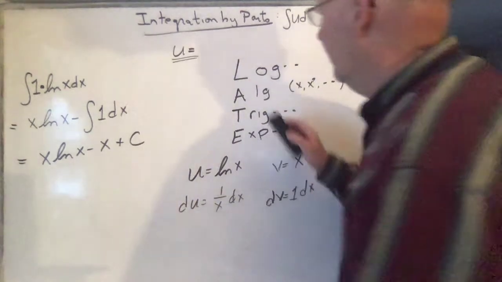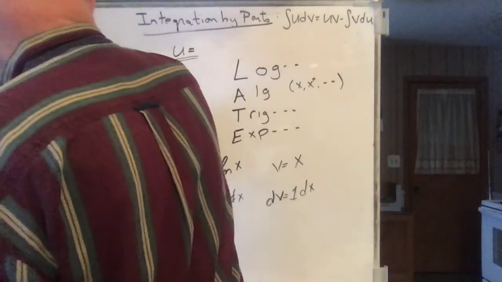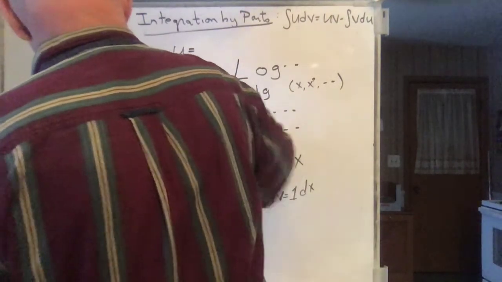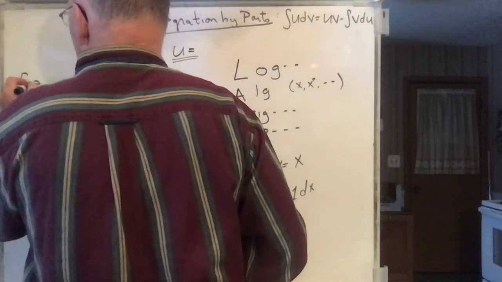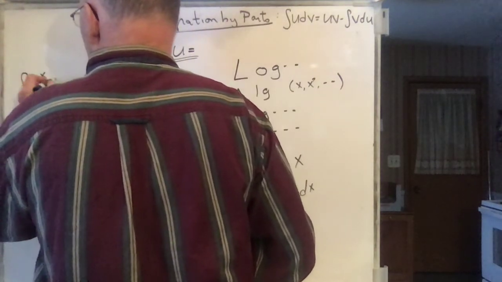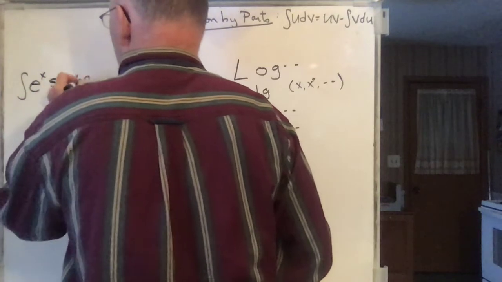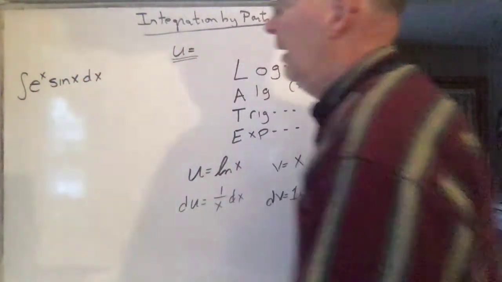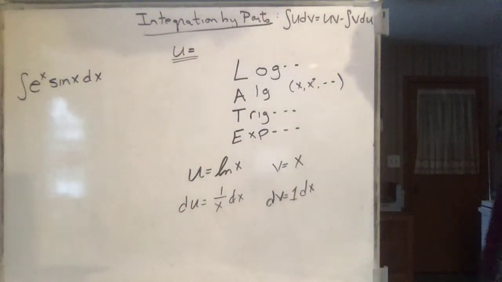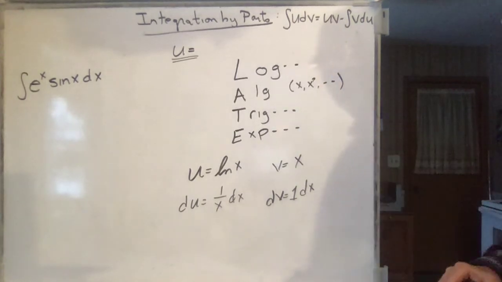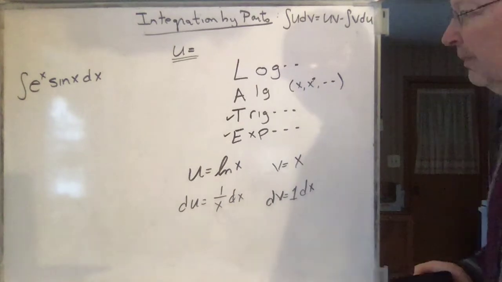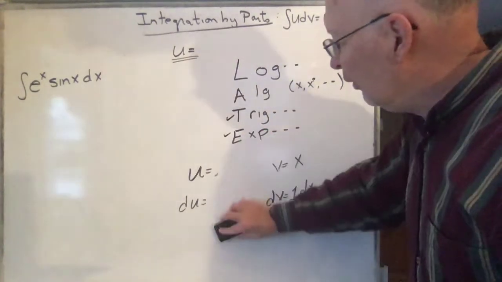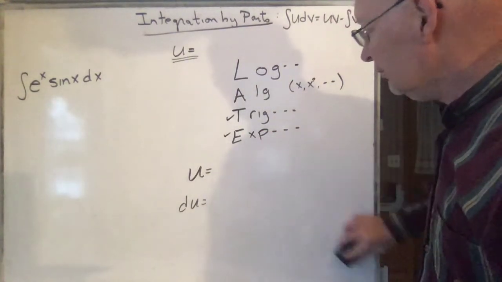Let's try another one. I'm doing all my favorites here. Let's do this one. Okay, there's our first one that doesn't have an algebraic. It has a trig and an exponential. So let's follow the rules and see what we get.